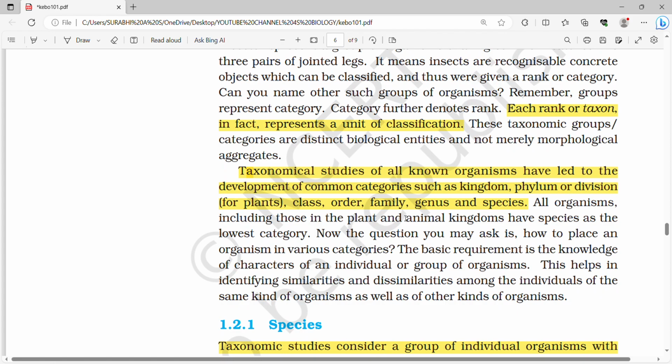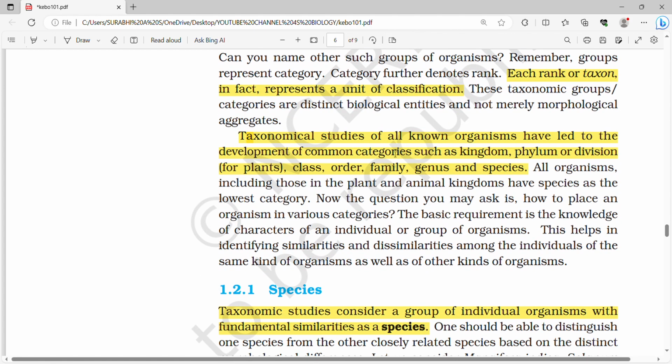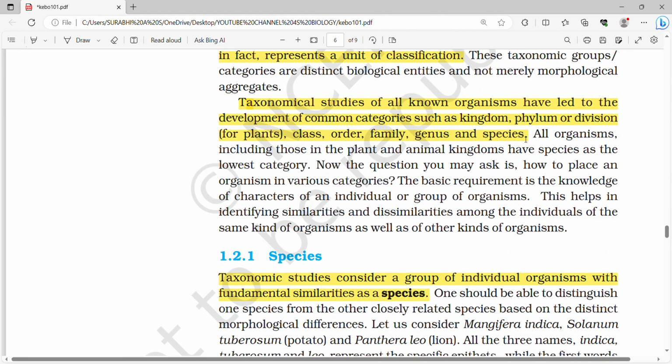So the taxonomical studies of all known organisms have led to the development of common categories, and you have to remember the sequence, which is most important: kingdom, phylum or division. Division in case of plants and phylum in case of animals, which you will study in animal kingdom. Then class, order, family, genus and species. If you remember from this side, it will be easy: species, genus, family, order, class, division, kingdom.